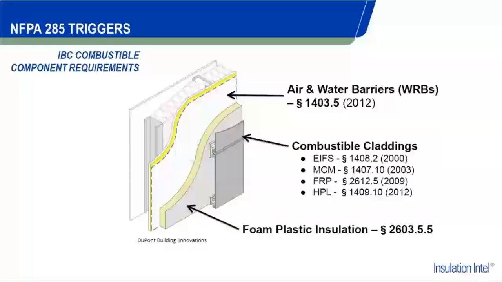But just an example, with NFPA 285, it is an actual assembly test. So you would have to actually have the entire assembly tested, everything from the framing itself out to the cladding as well. So what we're doing is trying to protect everything from the air and water barrier systems, any type of foam plastic insulations, or any combustible claddings that we might have, whether that be an EIFS or MCM or any other kind of panels or combustible materials that we might have on the exterior of the building.